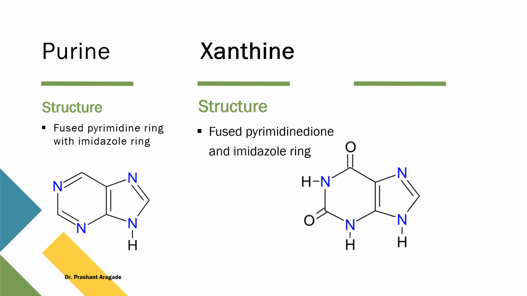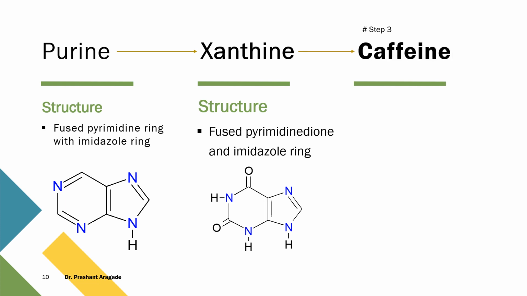Now step number 3 is the conversion of xanthine to caffeine. As I told you earlier, caffeine is also known as trimethylxanthine. Tri means 3, methyl means methyl group. So 3 methyl groups are present on xanthine. If you remember the other name of caffeine, it gives a hint to the structure of caffeine. Trimethylxanthine means you need to add 3 methyl groups on xanthine, and it will become the structure of caffeine.